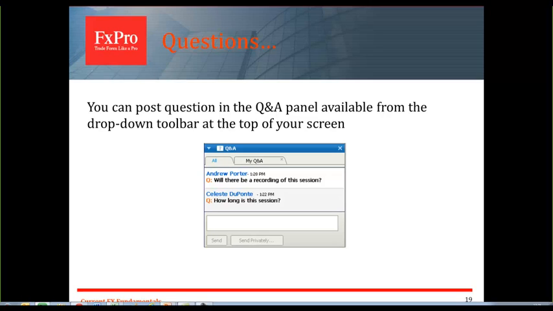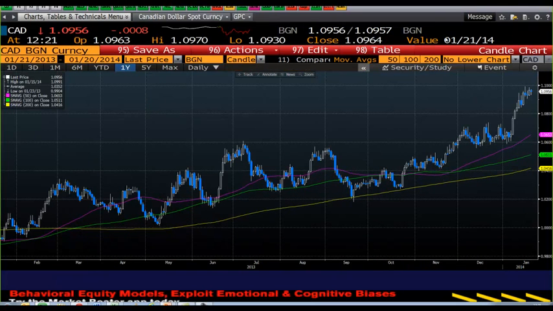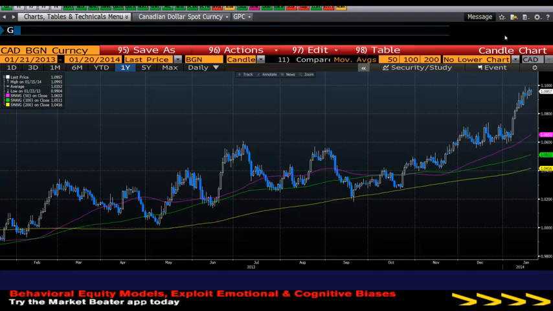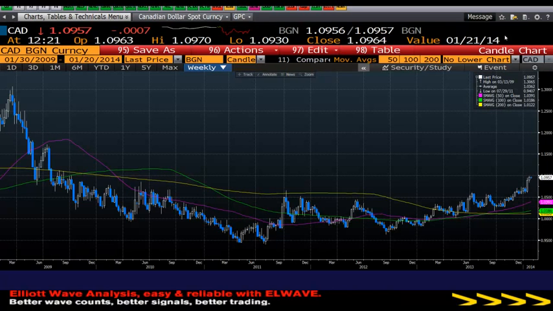Someone's asking about the CAD. Let me just get a chart. So Canadian dollar, you can see significant weakening again at the time of the jobs report. If we go to the weekly chart and stretch that out, we're now at levels last seen in the late part of 2009.